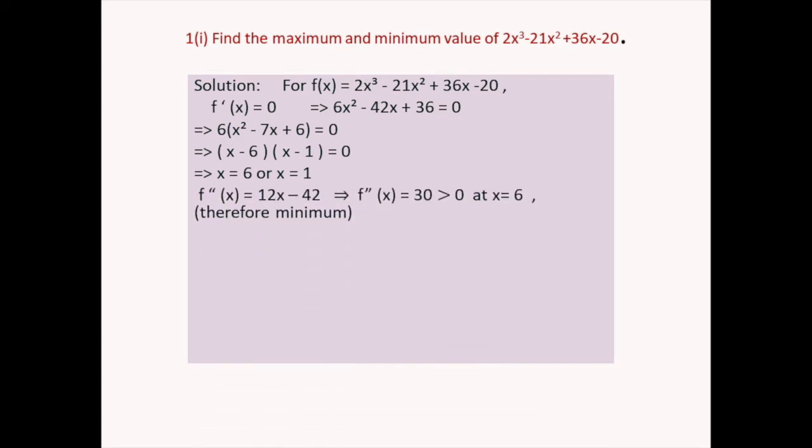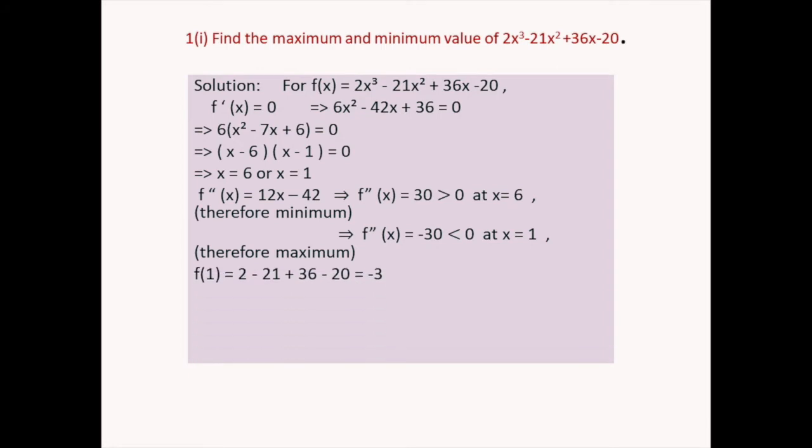Now these are the 2 points where I have to study my maxima and minima. So I'm going to get f double dash now at these points. So f double dash x comes out to be 12x minus 42, and when I substitute x equal to 6, I get my value as 30, which is greater than 0, and that tells me that this is the minimum point. Similarly, when I substitute x as 1 in f double dash x, I get my answer as minus 30, which is less than 0. Therefore, this defines the maximum point.